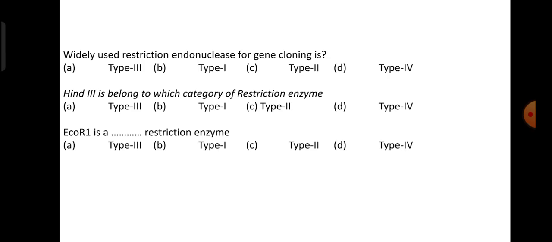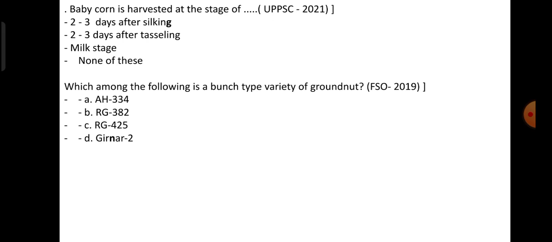Okay. Next is HindIII belonging to which category of restriction enzyme? Again, HindIII is a type 2 restriction enzyme. E. coli is a dash type of restriction enzyme, type 2 restriction enzyme. Last two questions are from plant breeding. Baby corn is harvested at the stage of, answer is 2 to 3 days after tasseling. Last question, which among the following is a bunch type of variety of groundnut? As you know, there are spreading type and bunch type of varieties. AH334, RG382, RG425 and Girnar 2. Here the answer is Girnar 2, the bunch type groundnut variety.